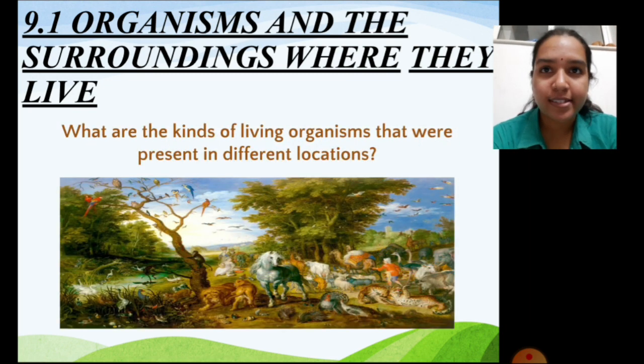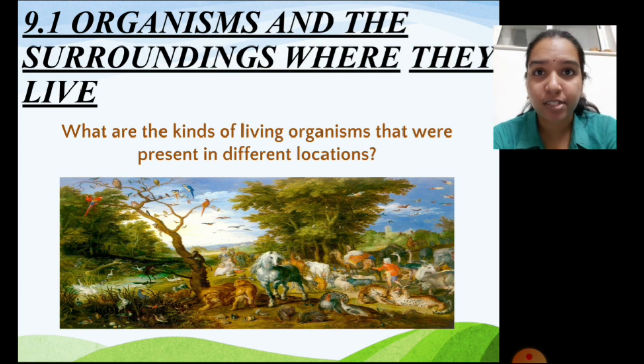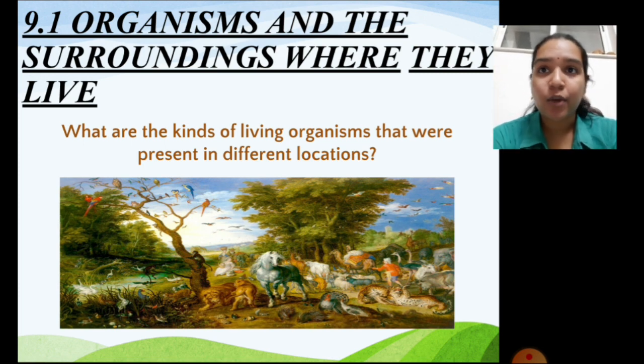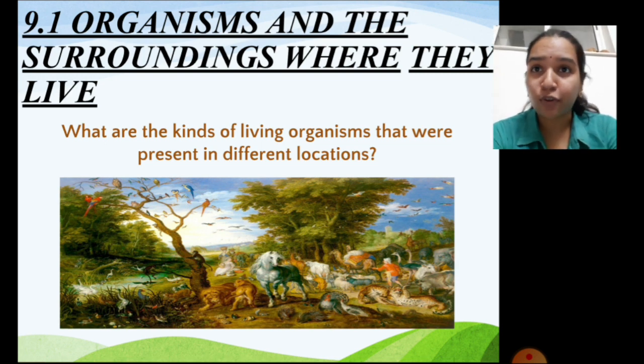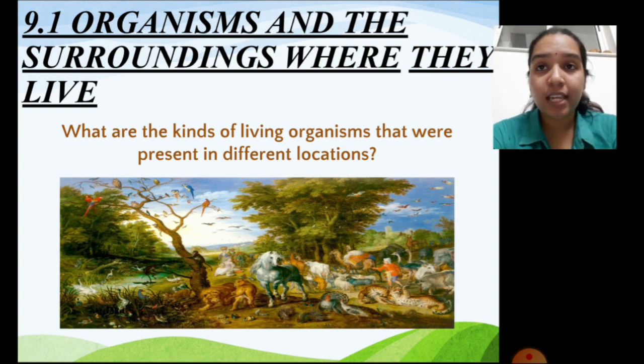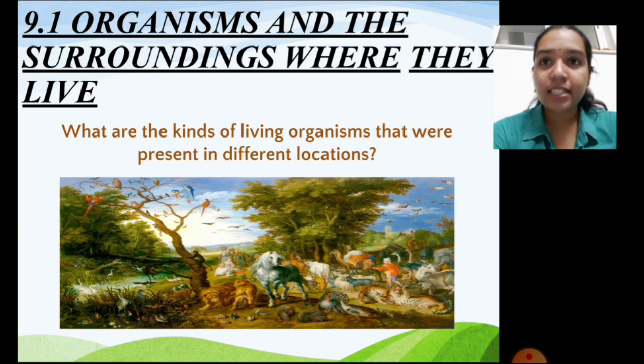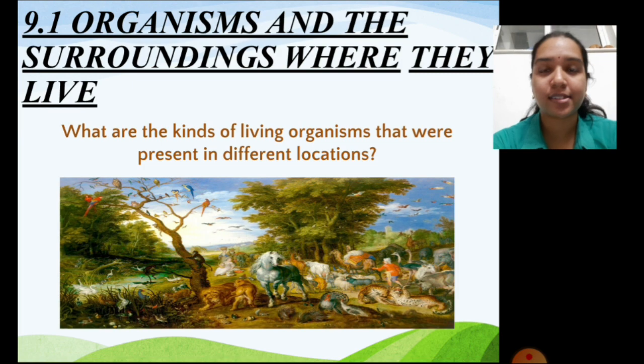Answer to yourself. What are the kinds of living organisms that were present in different locations? In deserts, we see camels, and at the mountains, we see goats and yak. At the beaches, we see a variety of fish being caught by the fishermen in the sea. And we find some creatures like ants that are present in all these different locations.